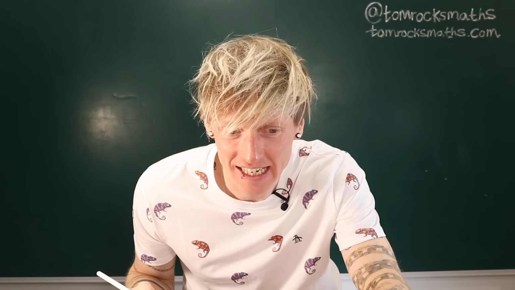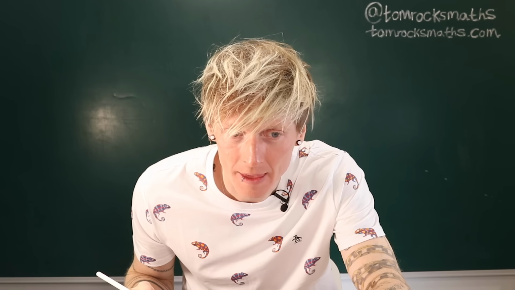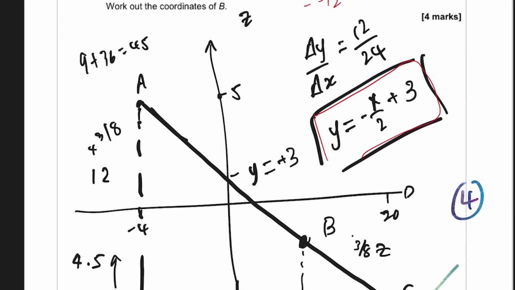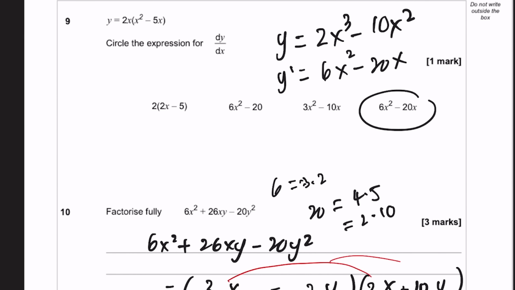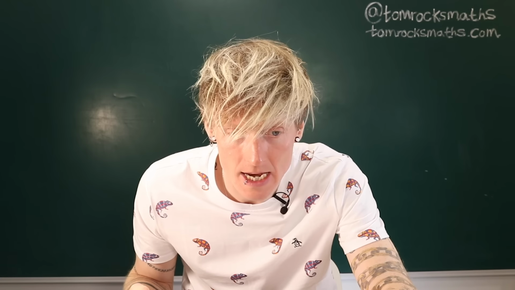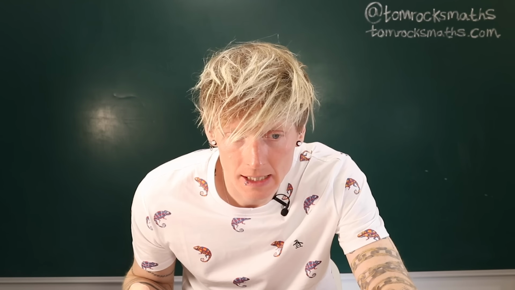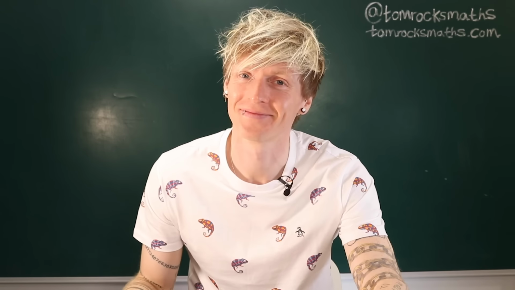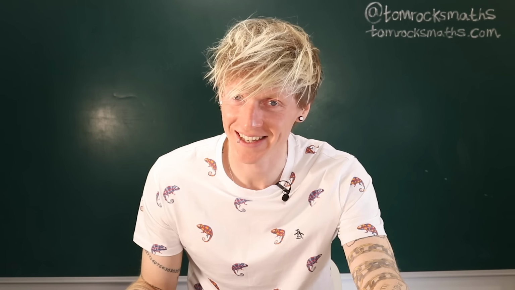Number 9. What are we trying to get here? 6x squared minus 20x. Does that sound right? That was differentiation 1. Yeah, cool. Factorize fully for 10. I'm not happy. Now this, so I understand this, but this is nonsense. I'm sorry.